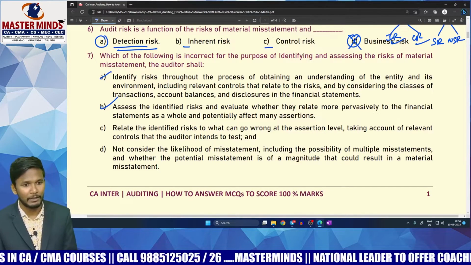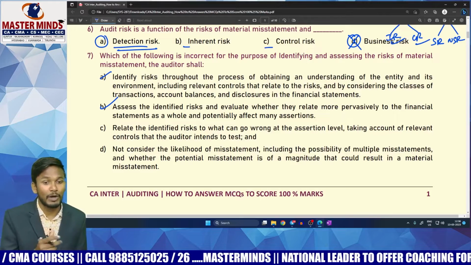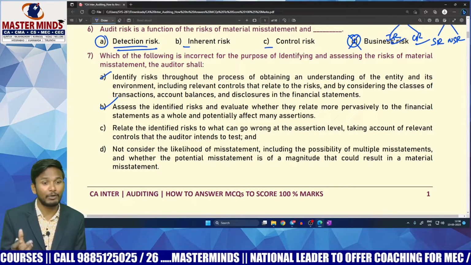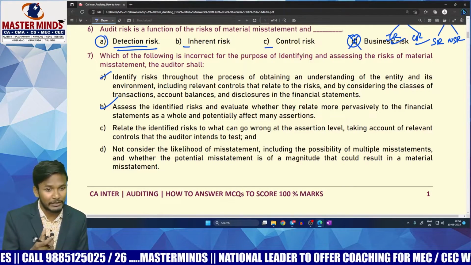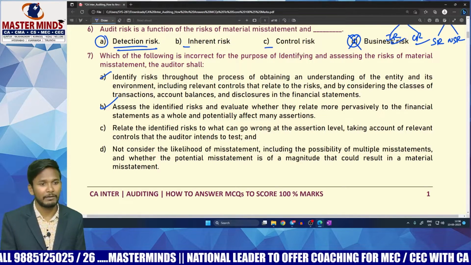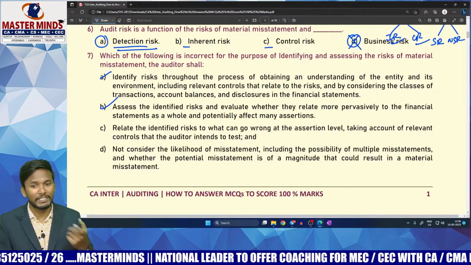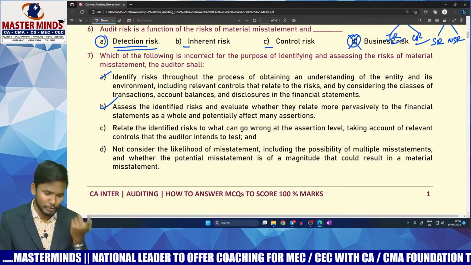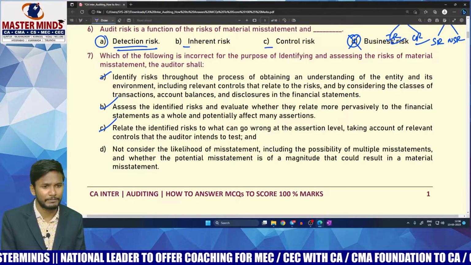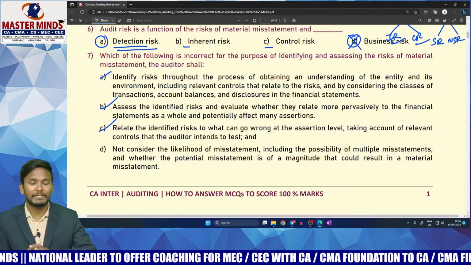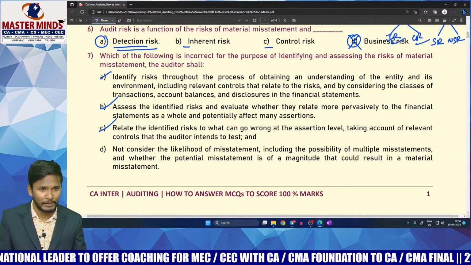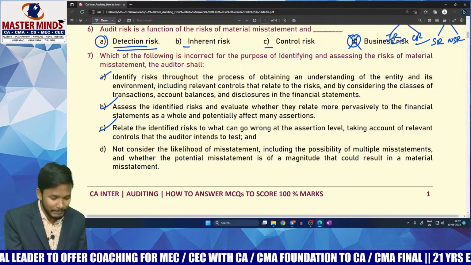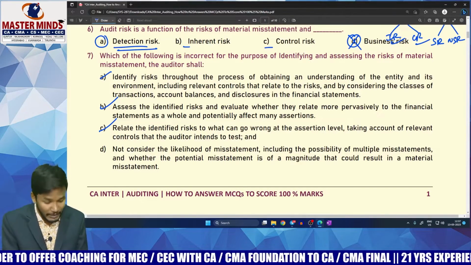Point C, let's see. Relate the identified risk to what can go wrong at assertion level, taking into account relevant controls that the auditor intends to test. Obviously, based on the risk being identified, we will go for checking the controls, whether that will have an impact on whether a mistake may be there or may not be there. So option C also is a correct statement. That means overall he is covering the entire SA 315 here. In SA 315, what exactly are you going to give? The summary is given in the A, B, C points. And see the last point D now.